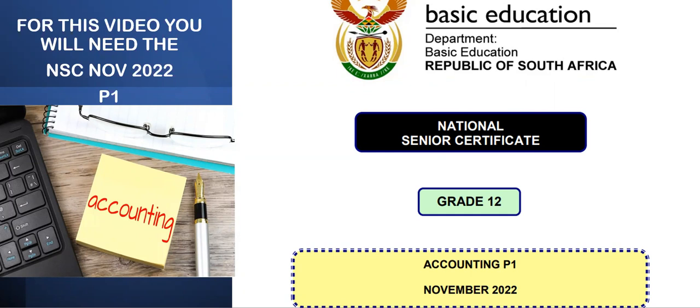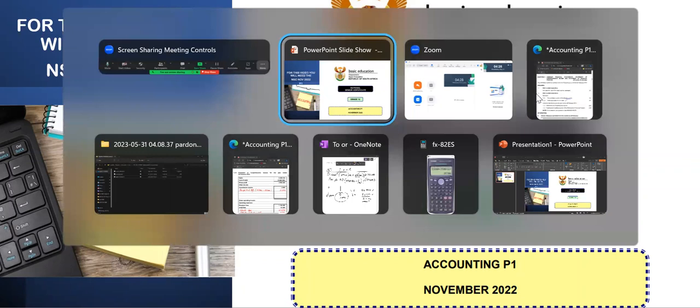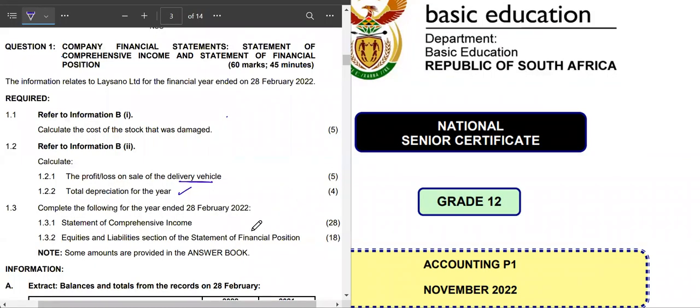We have already done some particular questions on question number 1. We have done 1.1, 1.2.1, we have done 1.2.2, and we have done some adjustments that relate to the statement of comprehensive income. Now we're going to look at more adjustments, and here are some of the adjustments that we're going to be looking at.